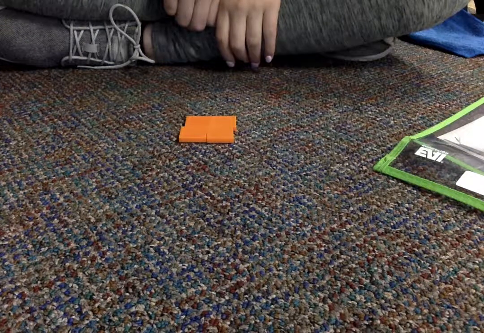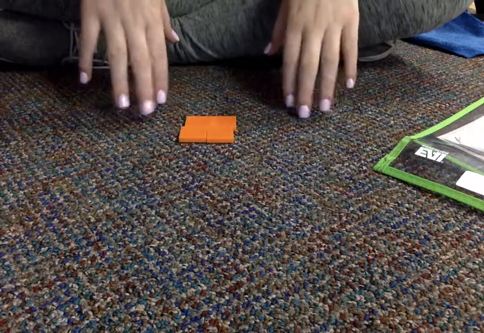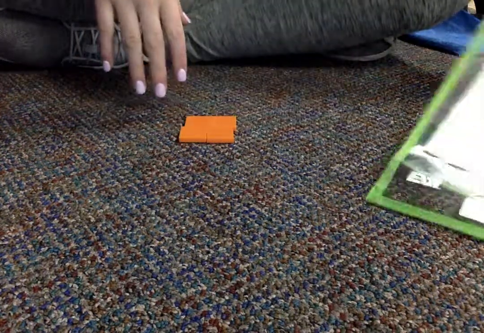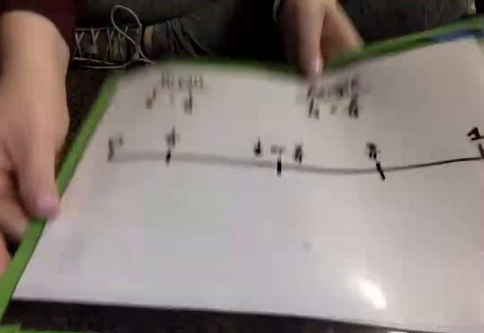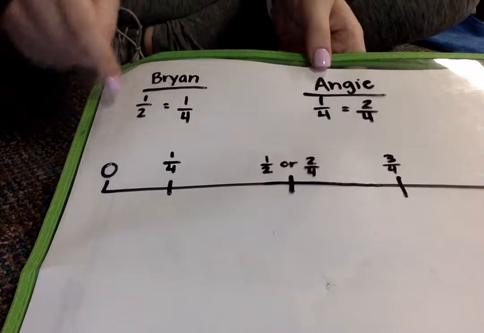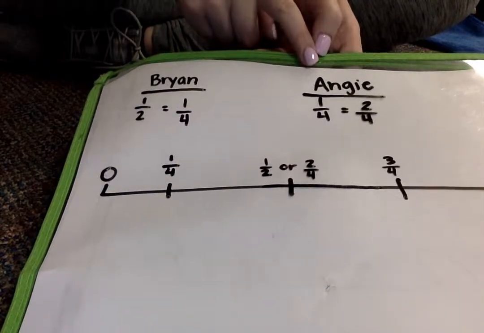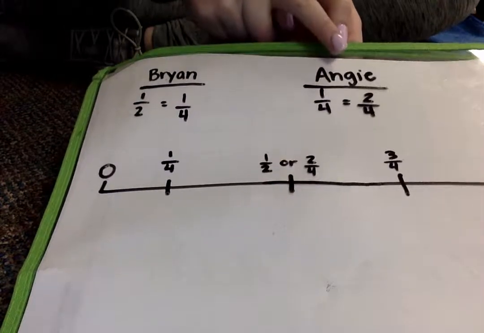Okay, today we're going to be talking about comparing fractions. So I have two students who have given me two answers of what they believe is equivalent fractions. I have Brian, who believes that 1/2 is equal to 1/4, and I have Angie, who believes that 1/4 is equal to 2/4.